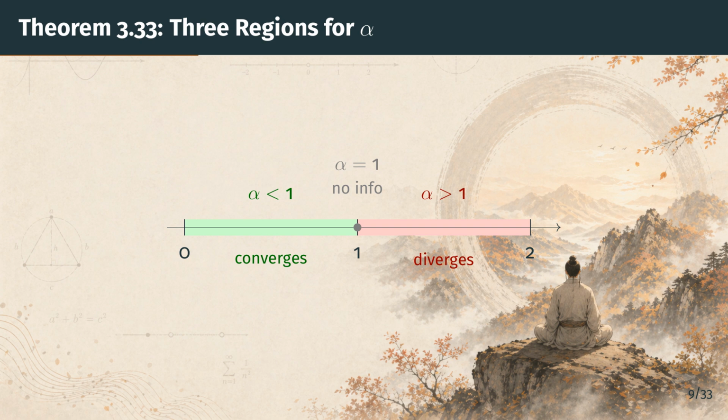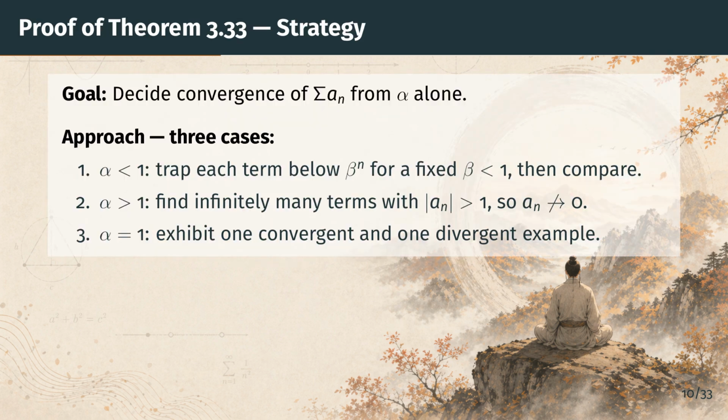The whole proof comes down to understanding why the dividing line falls precisely at 1, and the reason is the geometric series. Let's prove it. Before the details, here is the plan. There are 3 cases matching the 3 conclusions.